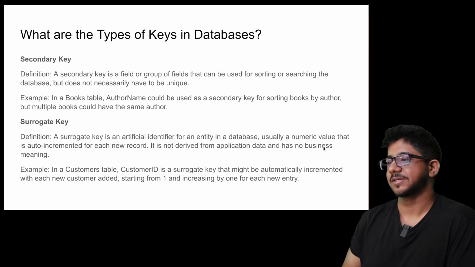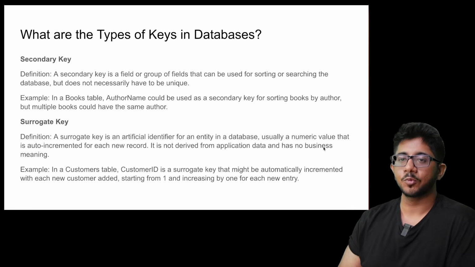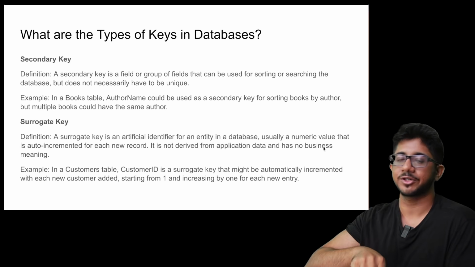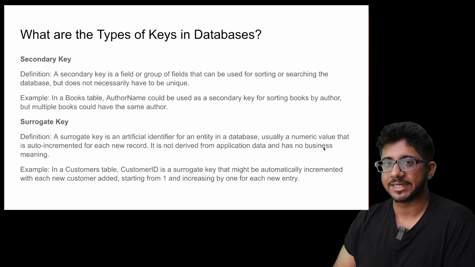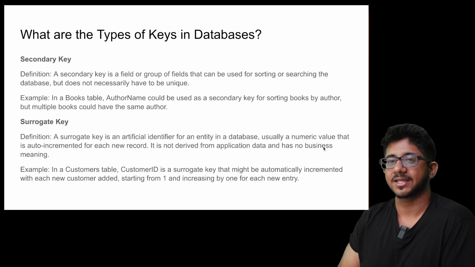And surrogate key is basically a key that is an artificial identifier for an entity in a database, right? So basically, if you think about Postgres, whatever the tables are, you have a row ID being introduced in front of all of them. So that row ID is a surrogate key that is a unique identifier of everything. Even if you don't have a primary key, that can behave as a primary key.